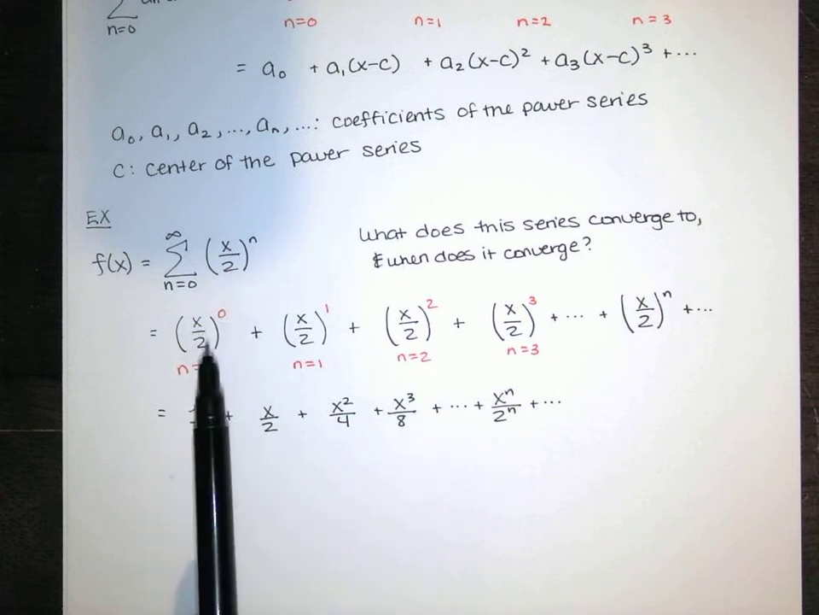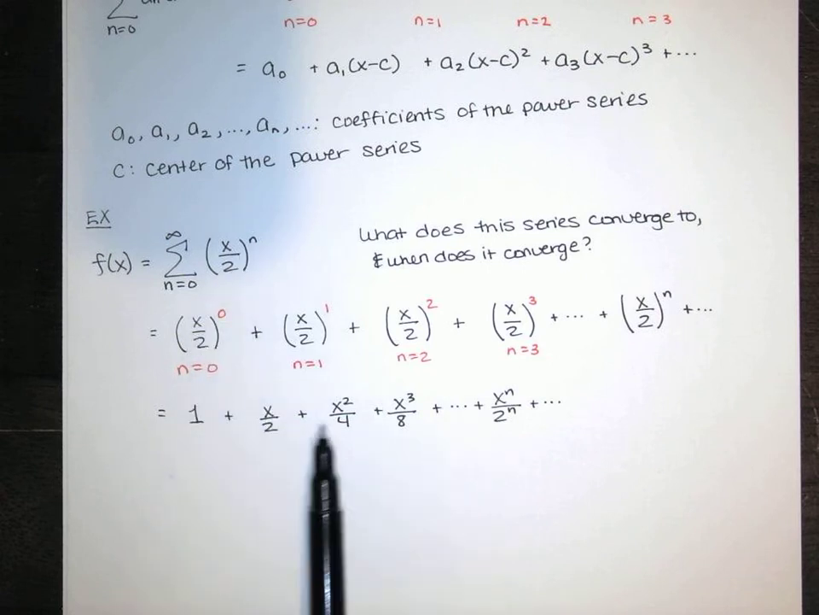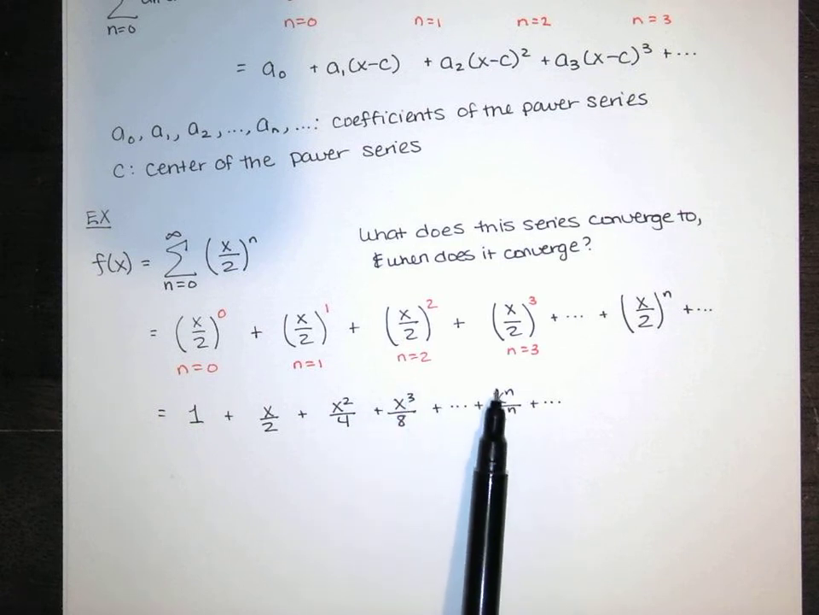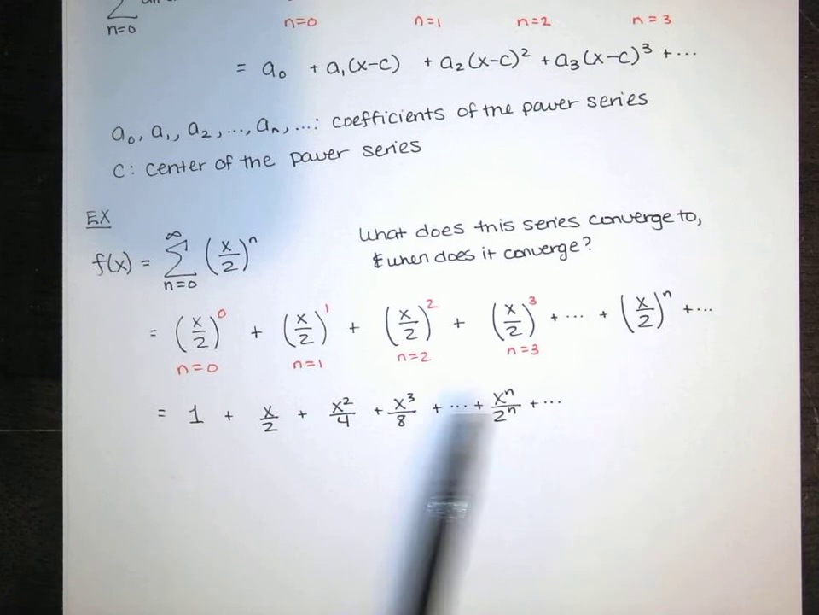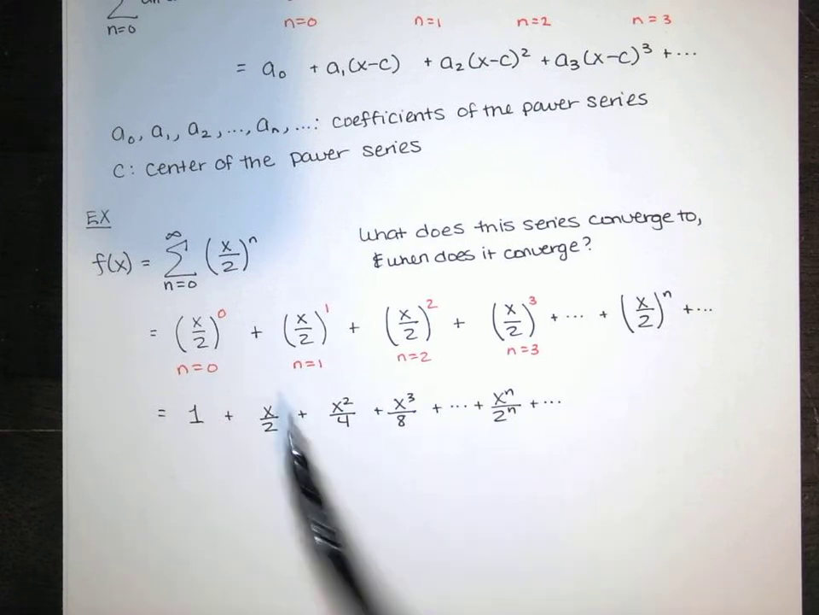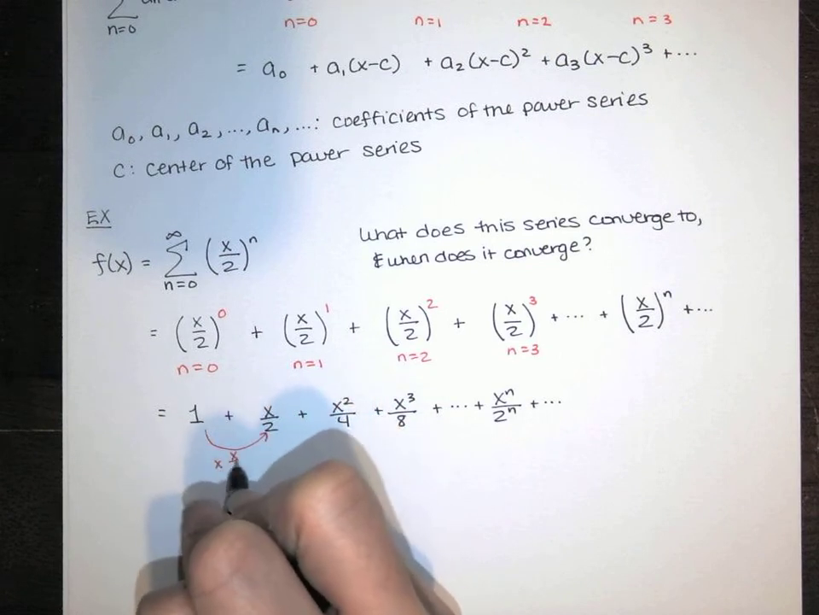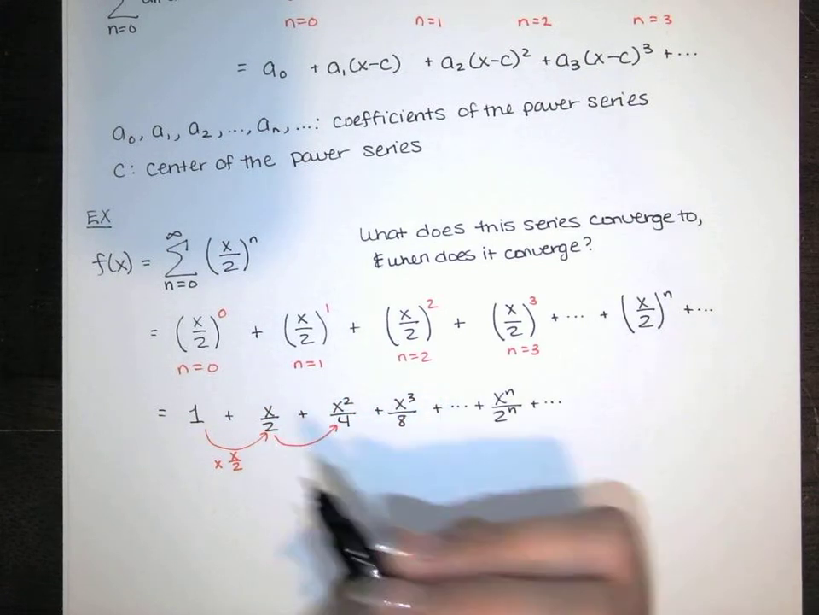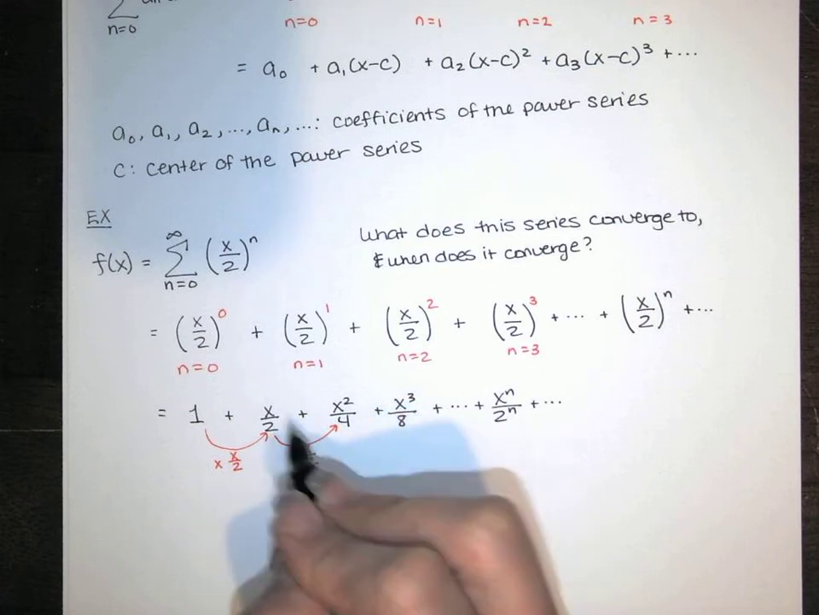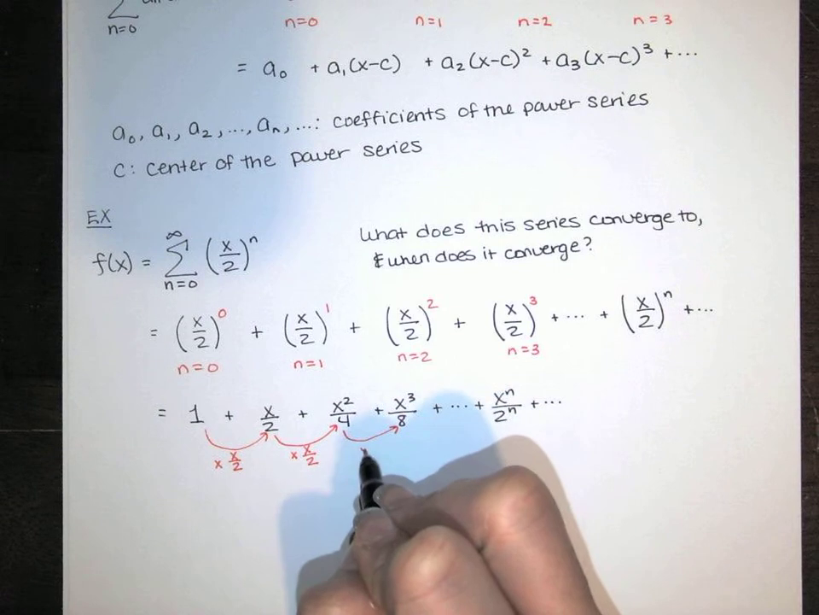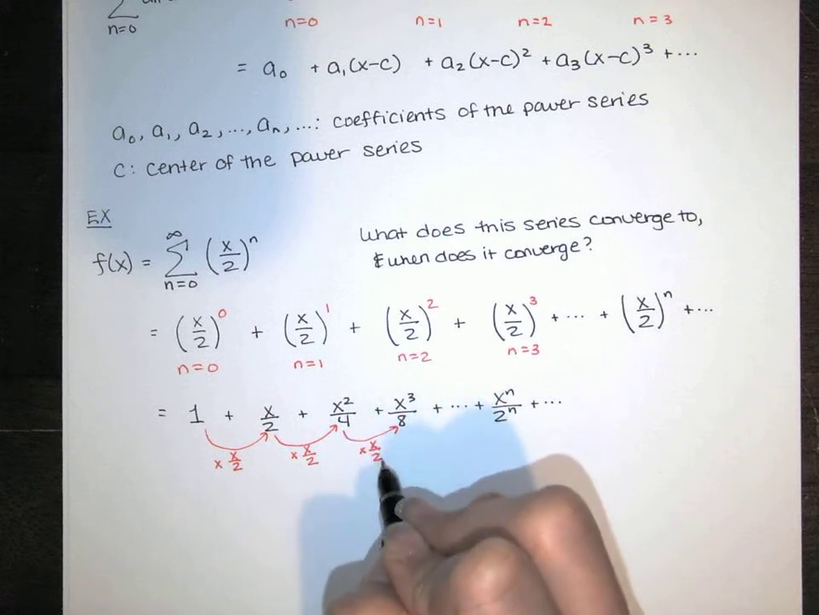So if x was equal to 3, this would be 1 plus 3 halves plus 9 over 4 plus 27 over 8 plus eventually 3 to the n over 2 to the n, and we keep going. So if x is a number, it looks like we've got a geometric series here. Let's look at it. What do I multiply by to get from term to term? Well, to get from here to here, I multiply by x over 2. And to get from there to there, do I multiply by x over 2 again? Yes, x over 2 times x over 2 is x squared over 4. Yes, so that works. What do I do to get from there to there? Do I multiply by x over 2 again?